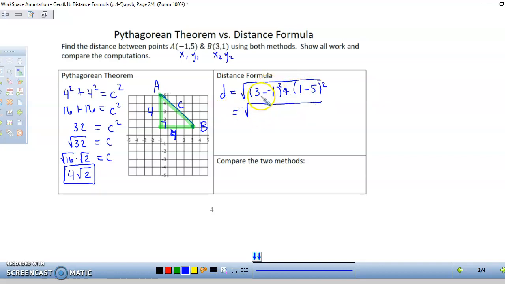Okay, we'll come back here. So simplify in the parentheses first. Remember, this is minus a negative is a plus. And then 1 minus 5 is negative 4. And that's going to be squared as well. Okay, so here I get 16. And again, negative 4 times a negative 4 is still a positive 16, which is square root of 32. And then you'll notice it looks exactly the same as what we did here. So that is going to be, again, 4 root 2.